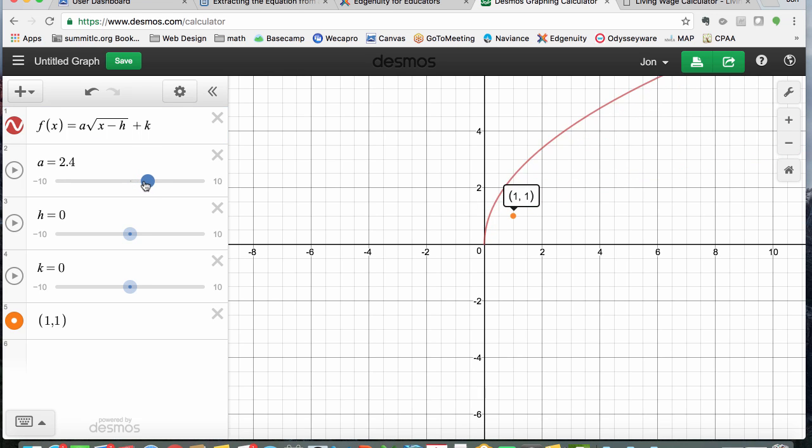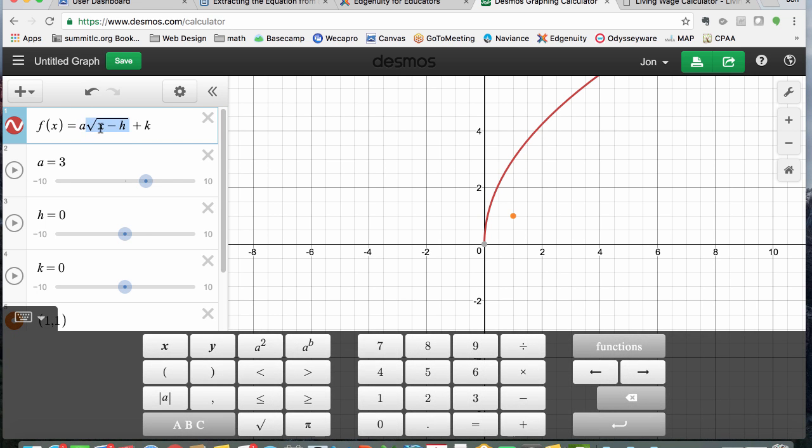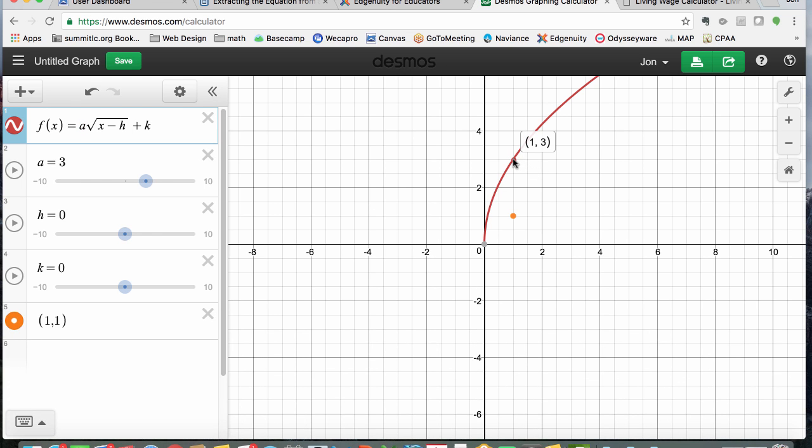What happens when I make a 2? Well, now it's not going through the 1, 1 point. Now it seems like it's going over 1, up 2, right there, right? What happens if I make a 3? Now it's growing faster. Now it's going to go over 1, up 3 units. So this value for a is taking whatever value we get from the square root of that number. And again, the square root of 1 is 1, so the value of a is just making it 1 times whatever a is. So in this case, it's 3 times 1. So a stretches our function taller. It's sort of a little bit like the slope, but it's making it grow faster.